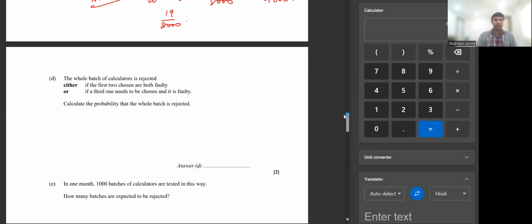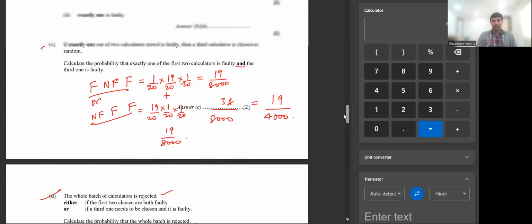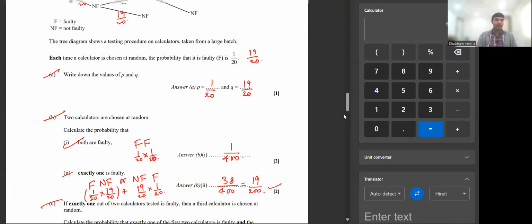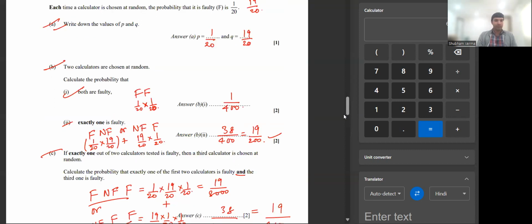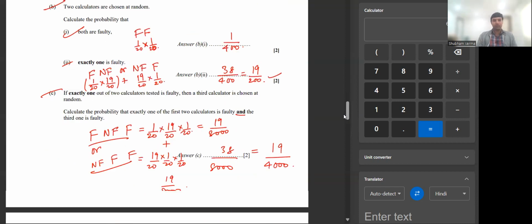Next one. The whole batch of calculators is rejected either if the first two chosen are both faulty, or if a third one needs to be chosen and is faulty. Calculate the probability that the batch is rejected. If you see clearly, we have already done this in part B1: two calculators are chosen at random, calculate the probability that both are faulty.